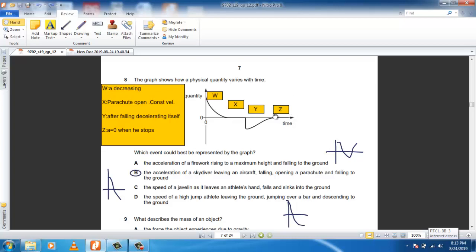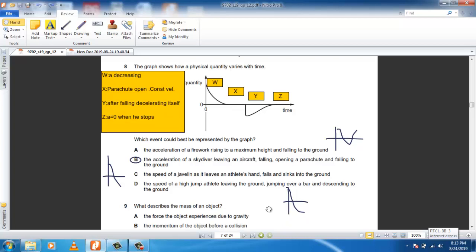So it's Z. You can say Z as halting, or you can also say that when he is decelerating, the speed becomes constant. You can also say it this way. Okay, so it's B. In C, the graph of the speed of a javelin as it leaves an athlete's hand is also not the relevant event, and D is also not relevant because this graph is just like this as drawn.